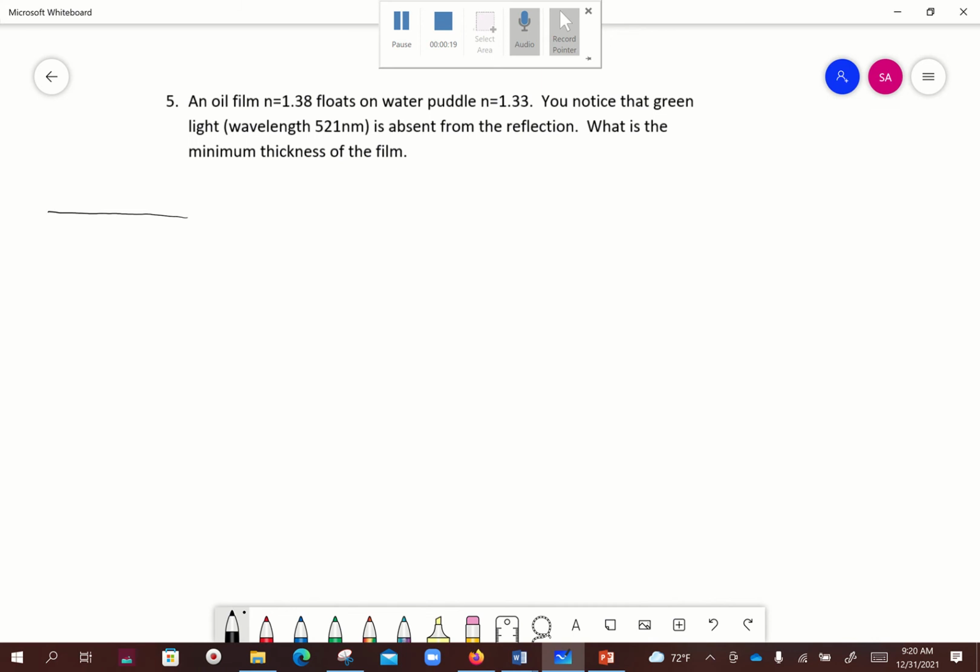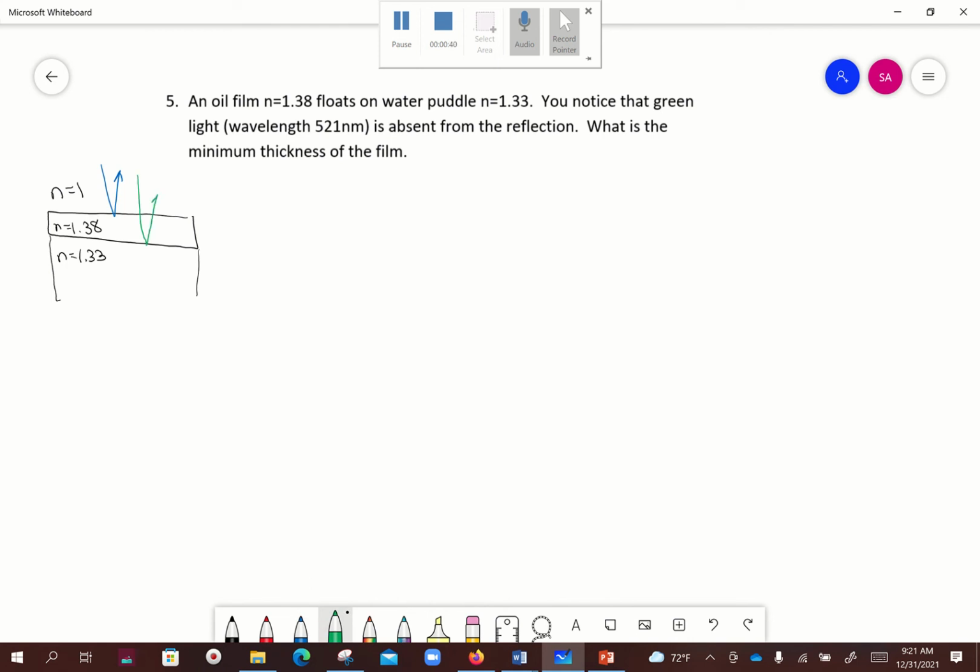So we've got an oil film on a water puddle. So we have, of course, air above it. The oil film has n equals 1.38, and the water has n equals 1.33. So again, we always start off by figuring out what's the shift due to reflection.